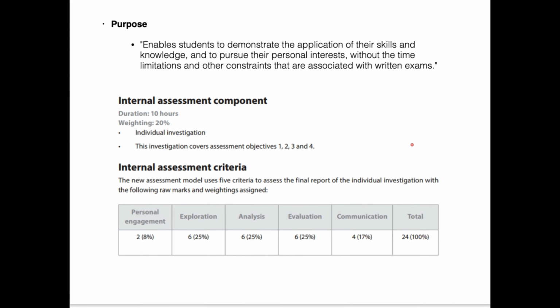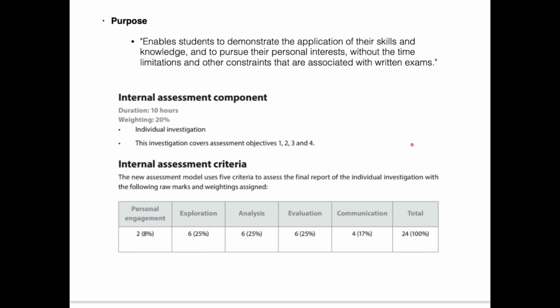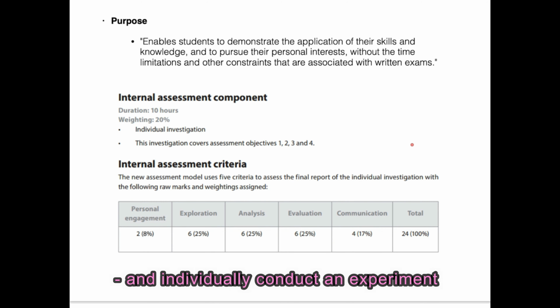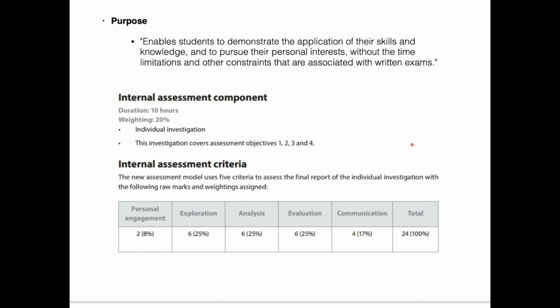Okay, let's look at the purpose. The purpose of the IA is to enable students to demonstrate the application of their skills and knowledge, and to pursue their personal interest without the time limitations and other constraints that are associated with written exams. So technically, the IA is a research paper that you work on your own without time limitations, unlike the external assessments. So you can demonstrate your skills in a more long-term manner, you can think more, you can be more creative, and you can show some personal engagement.